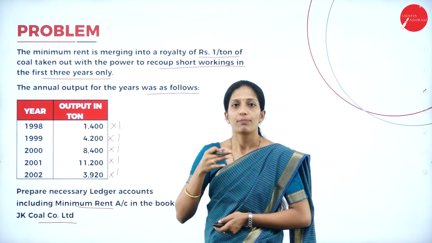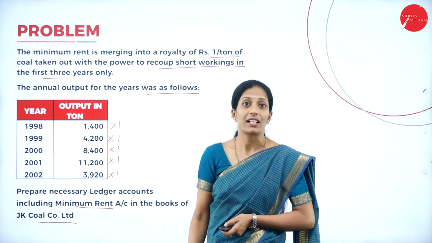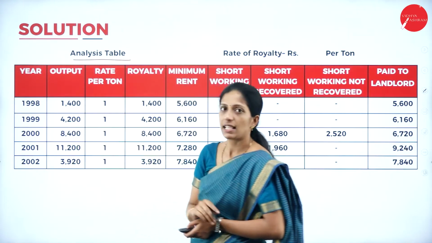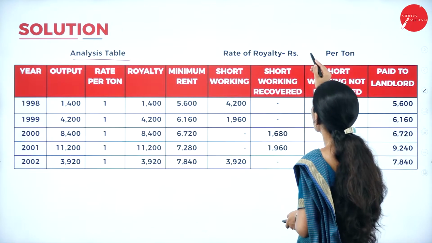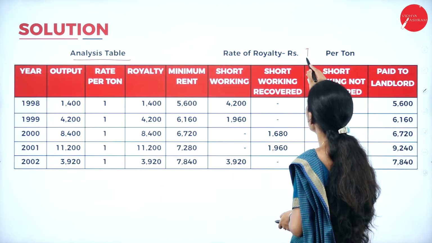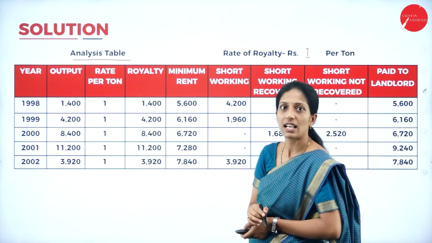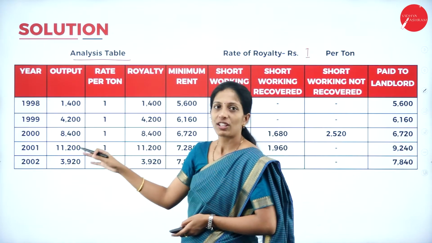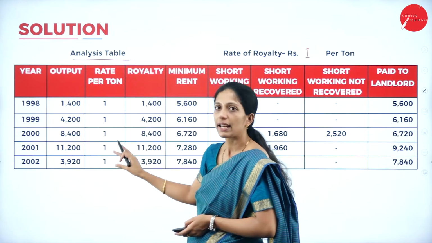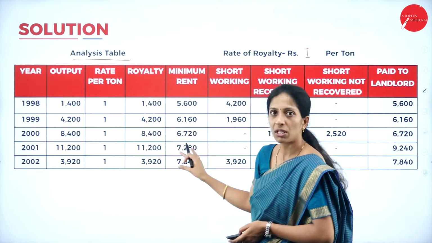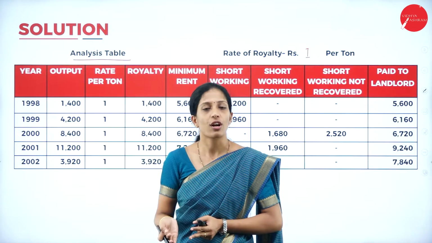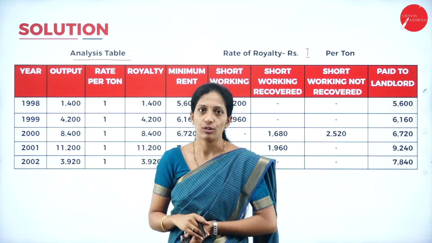As you all know, by entering the solution first, we will prepare the royalty analysis table. This will be the royalty analysis table, and the rate of royalty is rupees 1 per ton. So 1 per ton is the royalty per ton. Now, you know about the table: year, output, rate per ton, royalty, minimum rent, short workings recovered, short workings not recovered, and the amount paid to landlord.